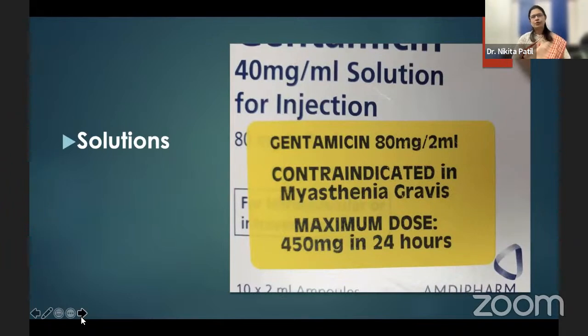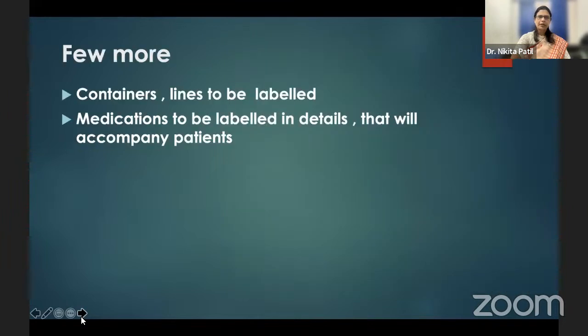How can we provide solutions? Yes, this is happening. Injection gentamicin has this yellow label already on it, showing that gentamicin is contraindicated in myasthenia gravis. Maximum dose will be 450 milligram in 24 hours. This is a good method to avoid errors.